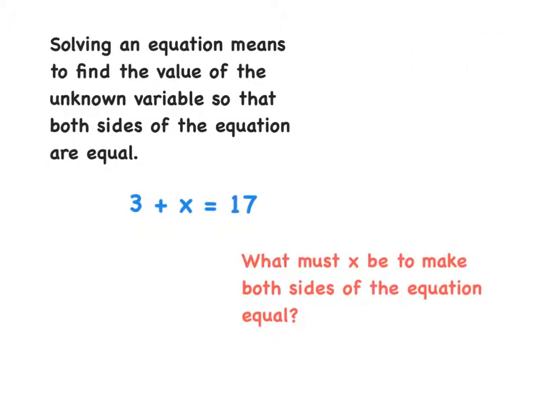So when we solve an equation, what we're doing is trying to find the value of the unknown variable so that both sides of the equation are equal. So we want 3 plus x to be equal to 17. So we want to see 17 and 17 on both sides of the equal sign. So what must x be to make both sides of this equation equal?